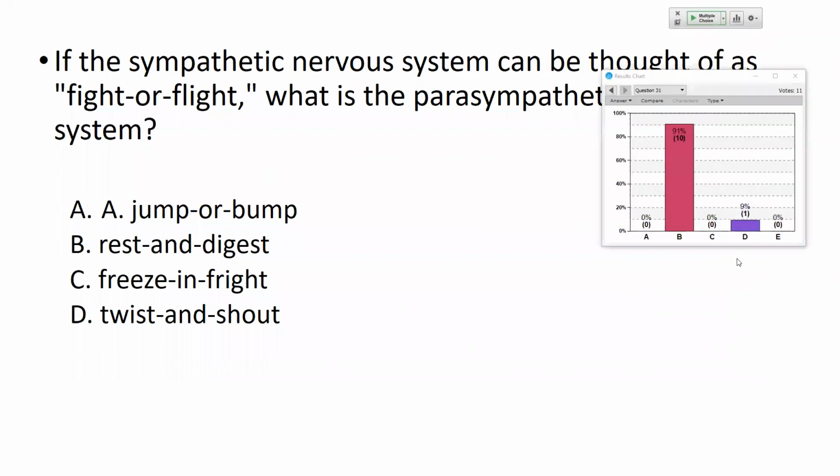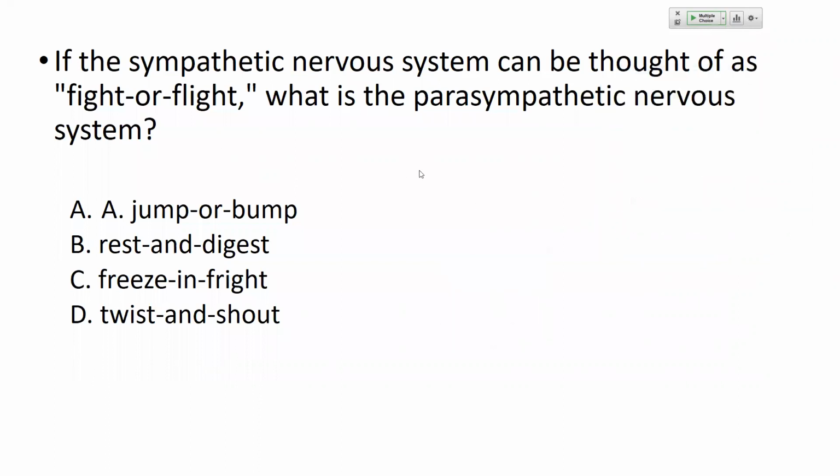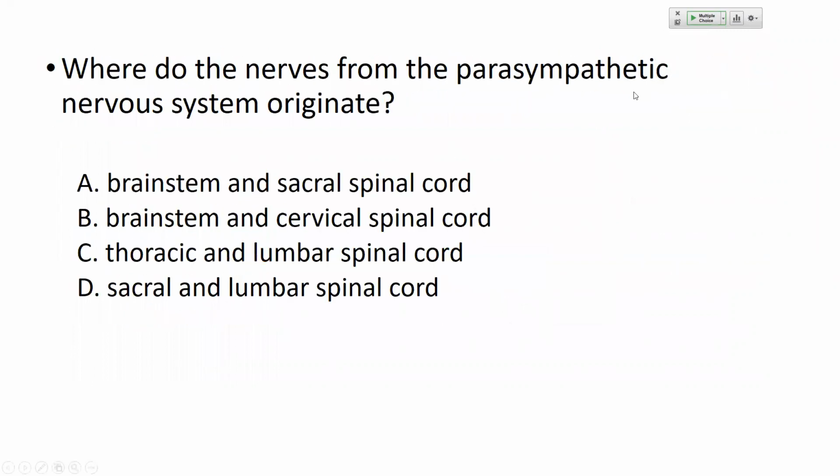Let's see. All right, so although someone said D, the correct answer is B, which is rest and digest. So not twist and shout.